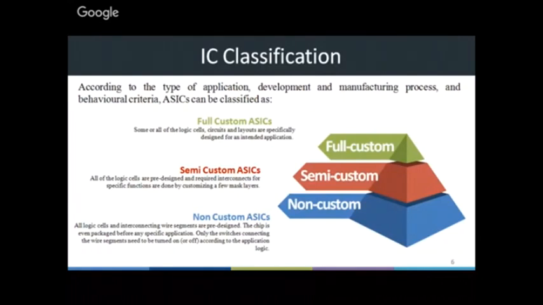But in a generalized way, ICs can be classified into three types: fully custom, semi-custom, and non-custom. In the case of fully custom, all the logic cells you have to customize, and these are intended on the basis of the application you want to implement. In the case of semi-custom ASICs, all of the logic cells are pre-designed, but the interconnections for specific functions are done by customizing a few mask layers. In the case of non-custom ASIC, all the logic cells and interconnections are pre-designed. Chips are even packaged before any specific application, but we switch connections on and off on the basis of the application which we want to implement.